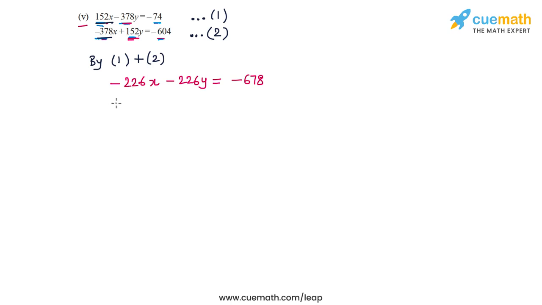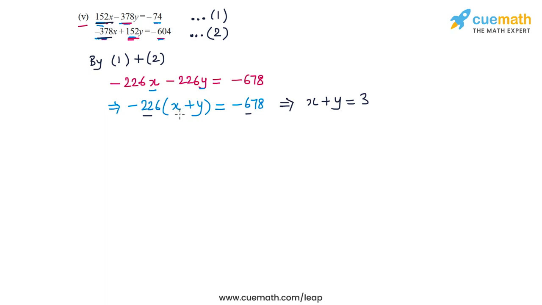Now, why is this helpful? What benefit do we get by adding the two equations? Well, you can see that now the coefficients of x and y are the same. So I can take that coefficient common. So I get minus 226 times (x plus y) equal to minus 678. And now I see that minus 226 is a factor of minus 678 by a factor of 3. So I can simplify this to x plus y equal to minus 678 by minus 226, or 3.